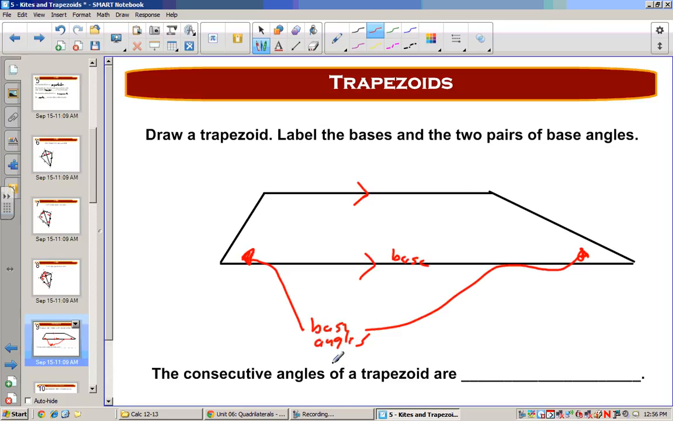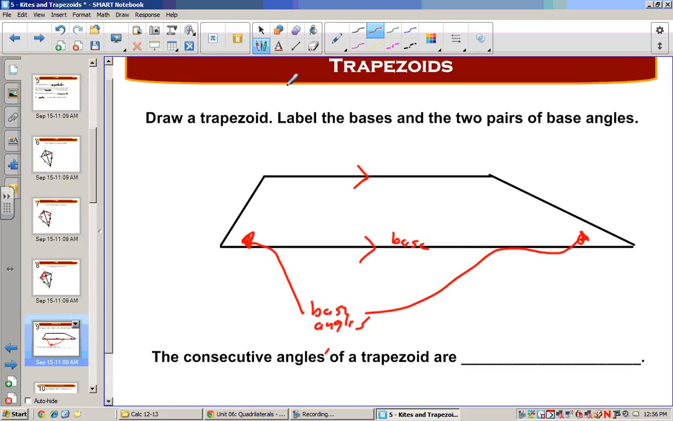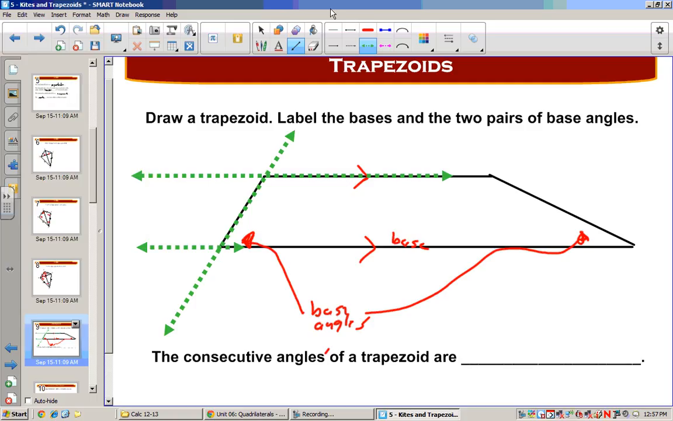Now, consecutive angles in a trapezoid. Those are two angles in a row. If I would just continue this a little bit this way, continue this way, like that. Consecutive angles are these two. And these two, hopefully you remember that these two are called consecutive interior angles, and consecutive interior angles are always supplementary.